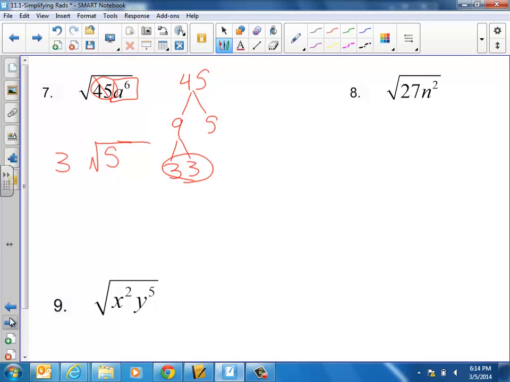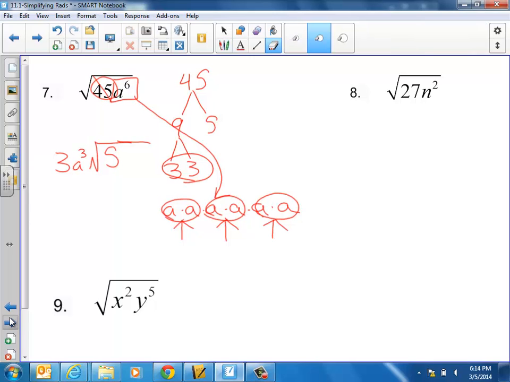Well, now let's deal with the a to the 6th. Remember that a to the 6th is simply 1, 2, 3, 4, 5, 6 a's being multiplied together. That's what a to the 6th means. Treat this just like you would the leaves of a factor tree. Here, for every 2 that you have, one of those a's comes out. So we have 3 pairs of circled a's. That means we are going to have a times a times a, or a to the third outside the radical. So fully simplified, this radical is 3a to the third times radical 5. And that's all we could pull out.